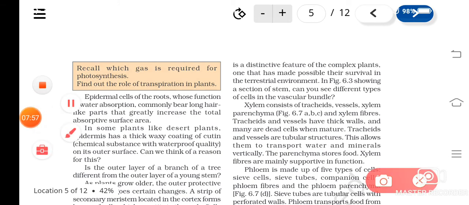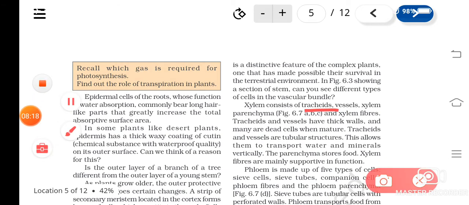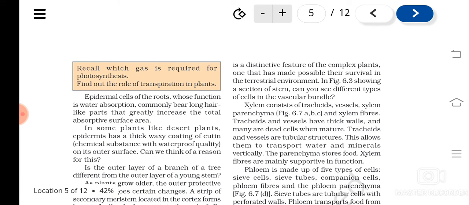So what are the components of xylem? Xylem consists of tracheids, vessels, xylem parenchyma, and xylem fibers. Understood? So these are the cells found in xylem. Clear? As there are four different types of cells, they are examples of complex permanent tissue.